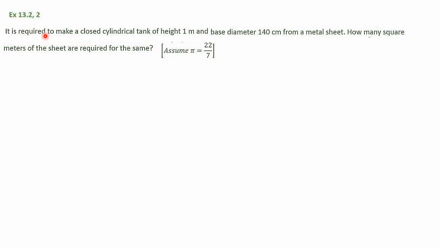So we are asked to make a closed cylindrical tank. Closed cylindrical tank in the sense upper portion is closed, means the circular portion is covered there. Of height 1 meter, h is 1 meter and diameter 140 centimeter. Diameter is not necessary, we need radius. But here you must note the unit. It is in centimeter. Here is in meter. So we have to change this unit. From a metal sheet, how many square meters of sheet are required to make the same?